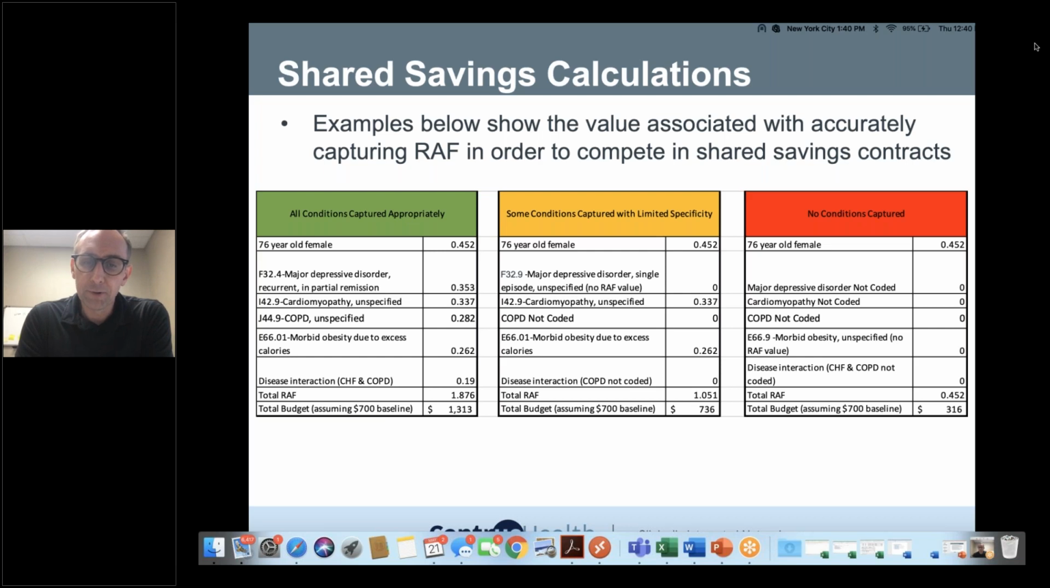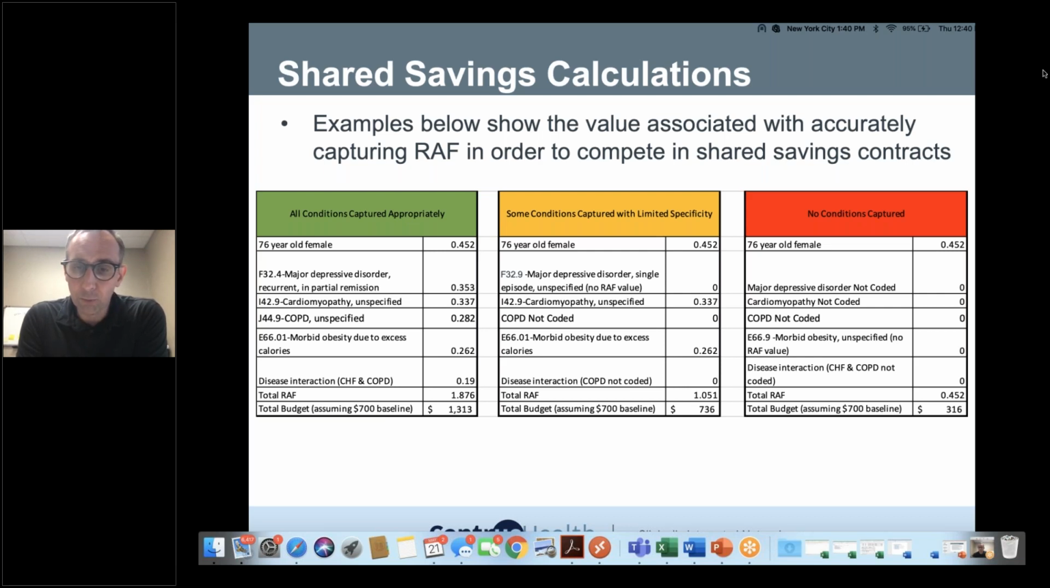Cardiomyopathy unspecified was captured. Even though this is unspecified, it's still a risk-adjusted code, so a 0.337 is added. The COPD was not coded, but the morbid obesity due to excess calories, which is E66.01, was coded, which adds a 0.262. So after these select diagnoses were captured, this patient's cumulative risk-adjusted score climbed up to slightly above average at a 1.051, increasing the anticipated cost of care up to $736.